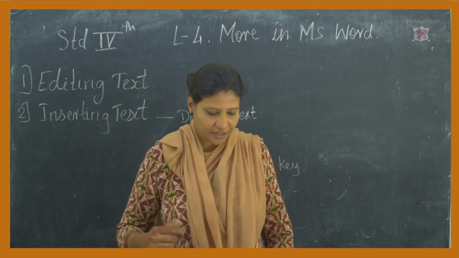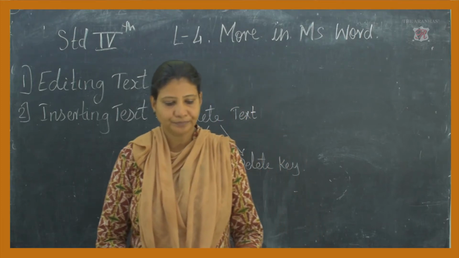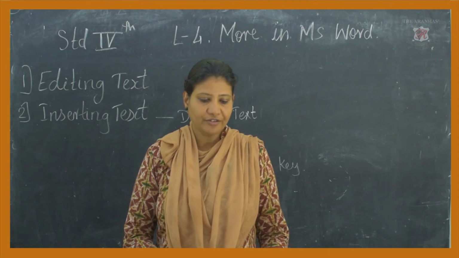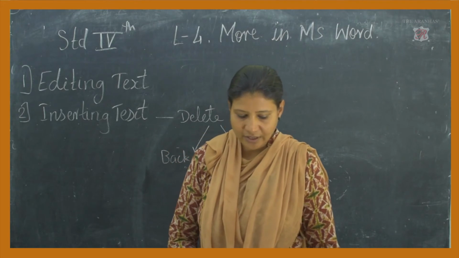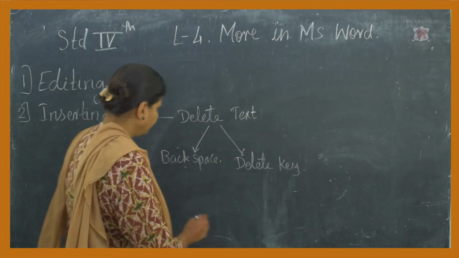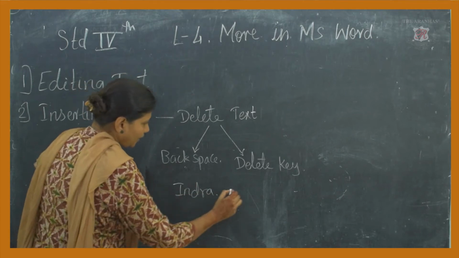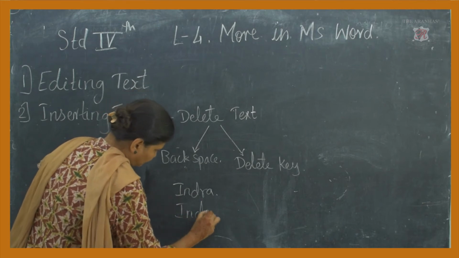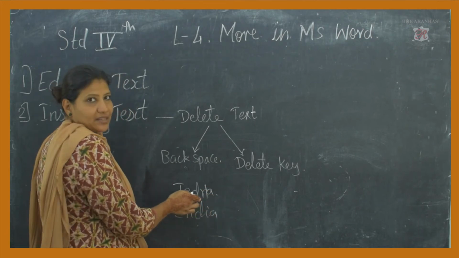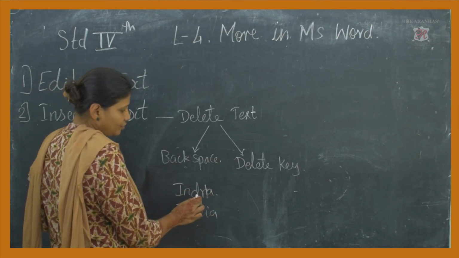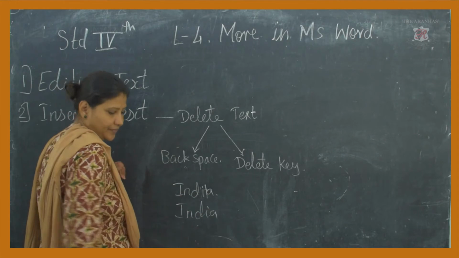Now, to delete letters or words, what do we have to do? Suppose your text says Indra instead of India by mistake. See, now there is the word Indra. It should be India. So what you will do is take the cursor over here and press the backspace key. If the cursor is here, you just have to press the backspace key. This will erase the letter, and here you can write I.